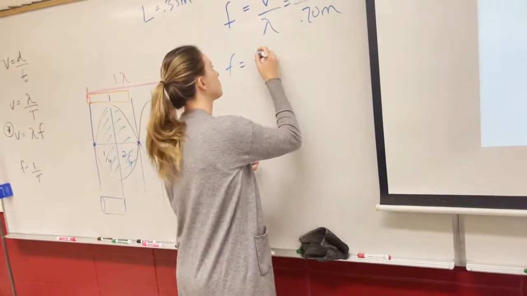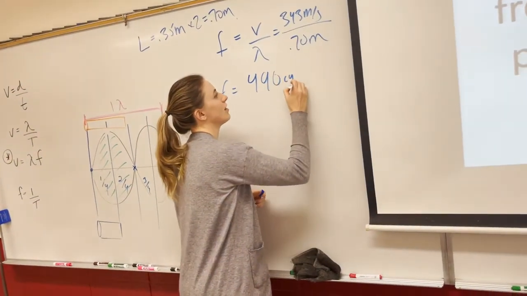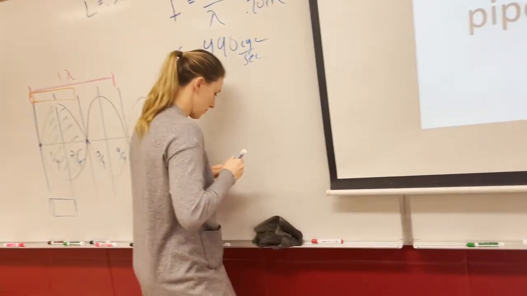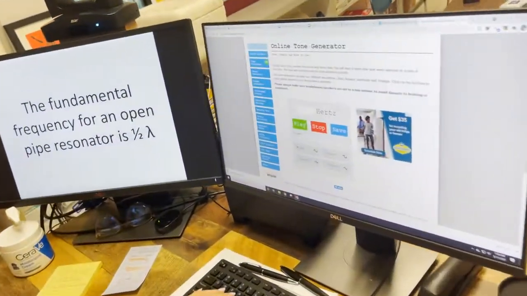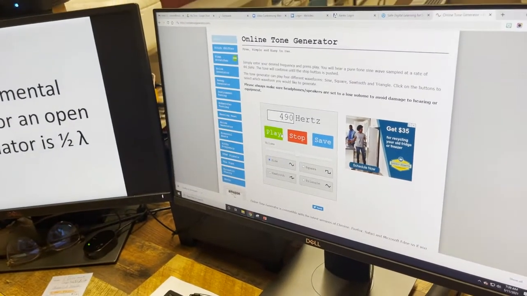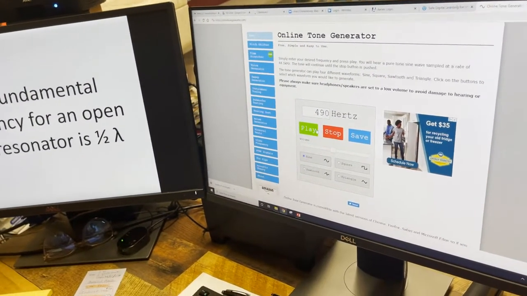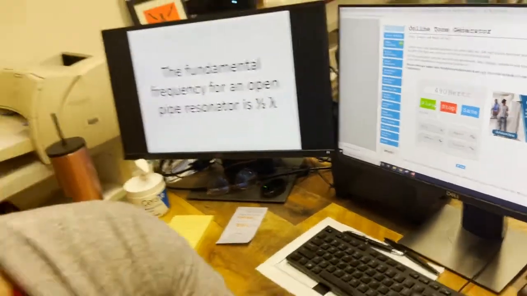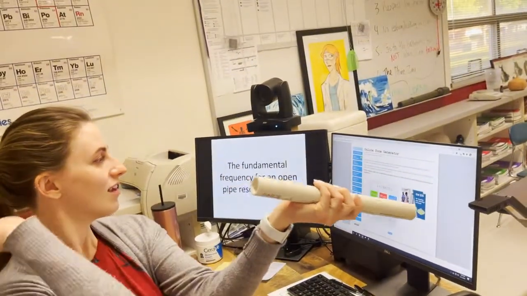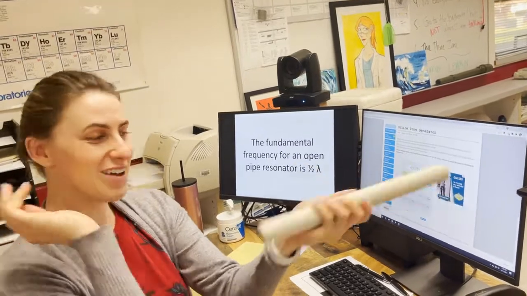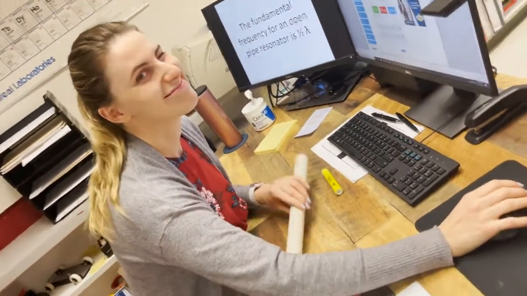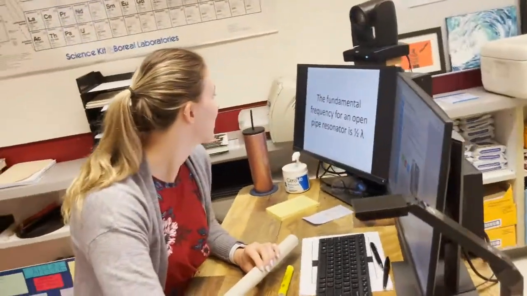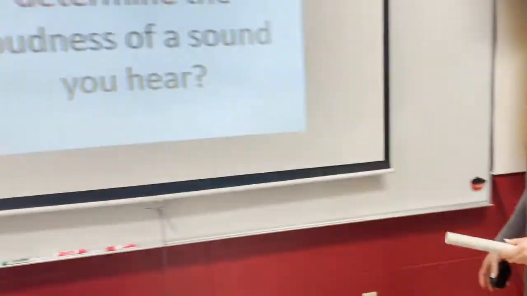Let's take that to the tone generator. Cycle per second. So this should be right about 490 hertz, 490 cycles per second. Pretty close. Pretty close, not bad, right? And why isn't it exact? Well, because there's that correction factor on the end. Okay, so see how simple that was?